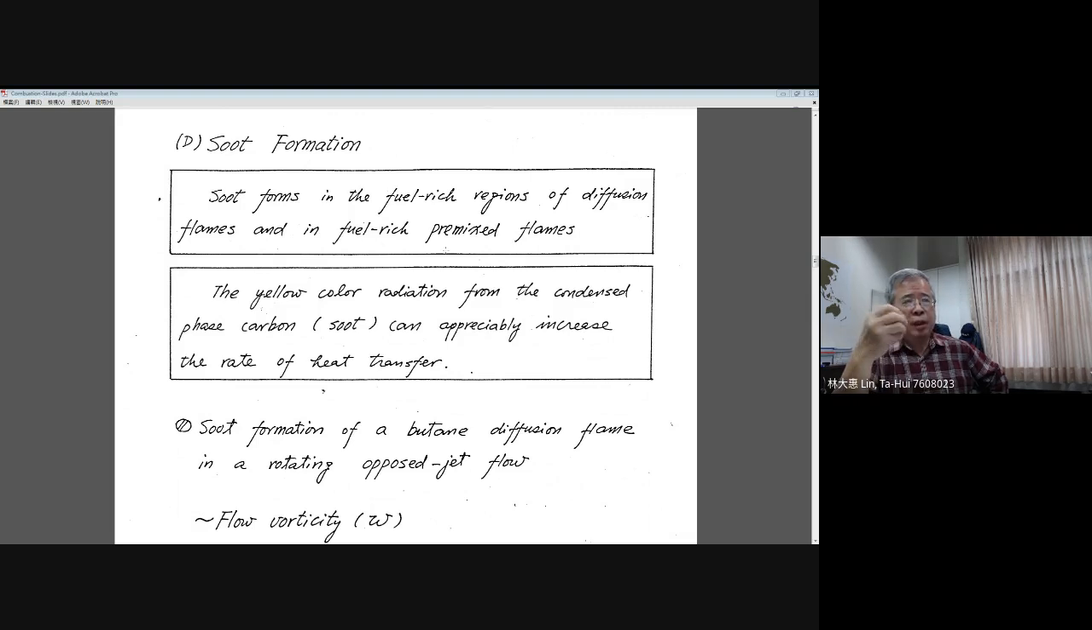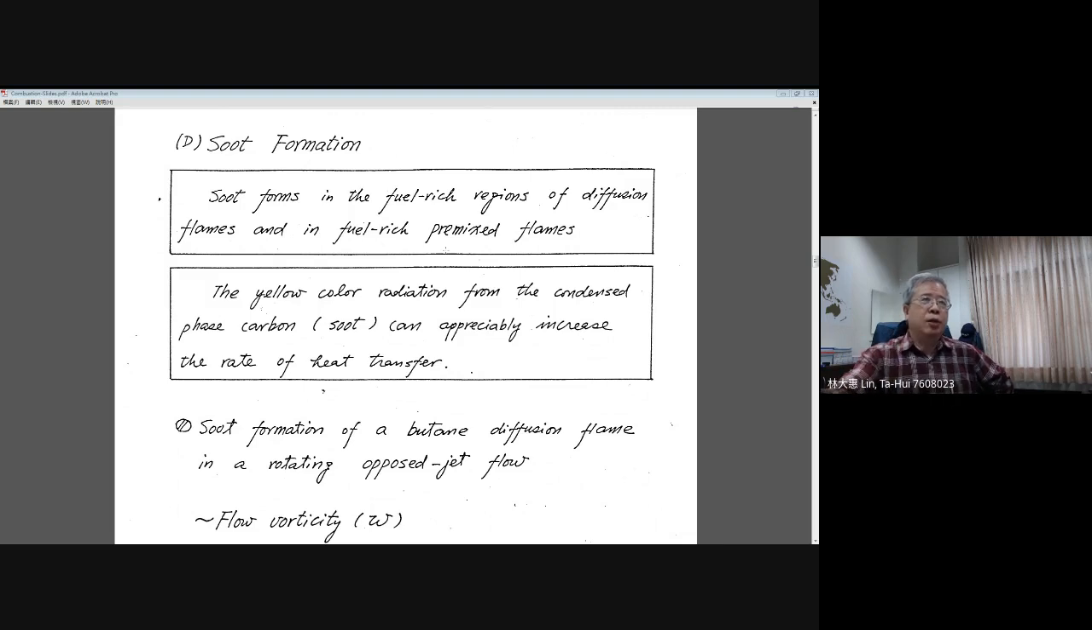fuels, carbon fuel, based on the same amount of mass. Okay, actually water has a strong greenhouse effect compared with carbon dioxide. Yeah, you can have a different kind of thinking to look at the problem. But we go back to our discussion on soot formations.